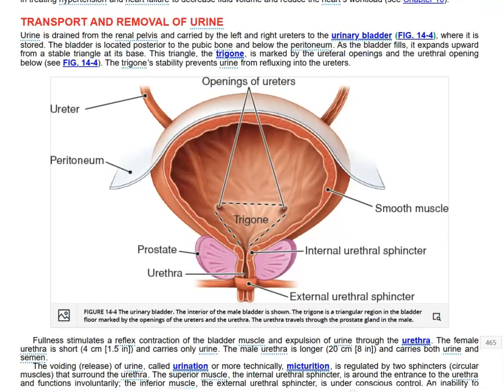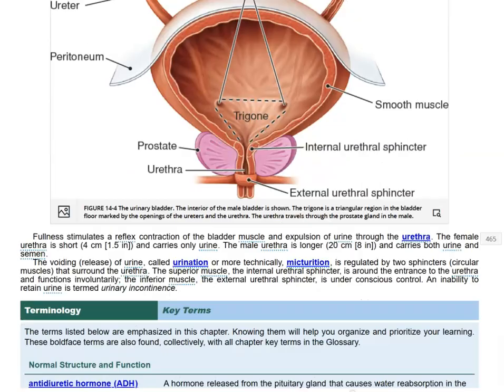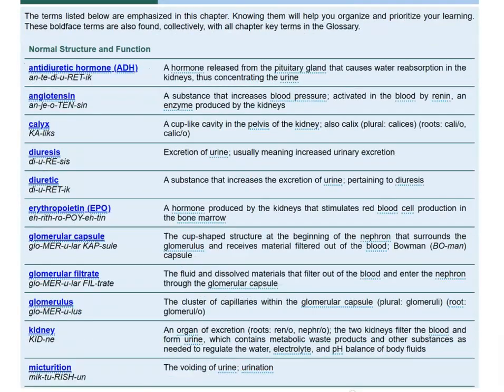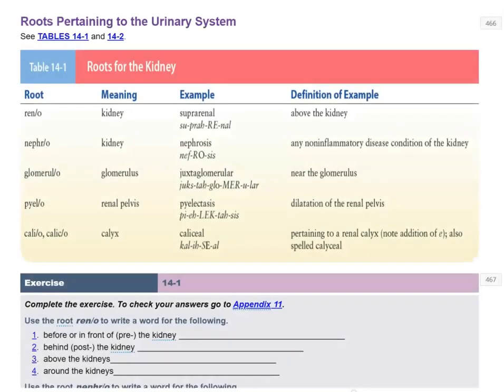Transport and removal of the urine. We have one single urethra, but each kidney has a ureter that drops down into the bladder. Here's some terminology: antidiuretic hormone, angiotensin, calyx, diuresis, diuretic, erythropoietin. For the sake of time, I'm not going to read these. I'm trying my best to keep this under 10 minutes.